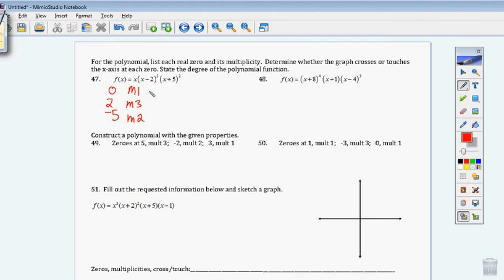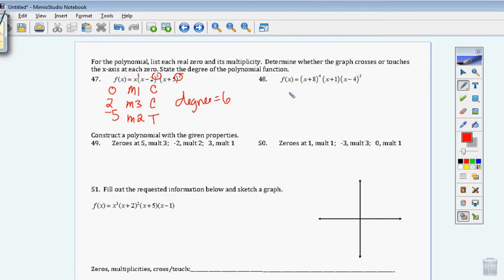All right, so if a multiplicity is odd, like these first two, those are going to cross. So we get cross, and then we're going to touch whenever there's a multiplicity of 2. It also asks to state the degree, so I add up all of the multiplicities in its factored form. So 1, 3, and 2 makes a degree of 6.